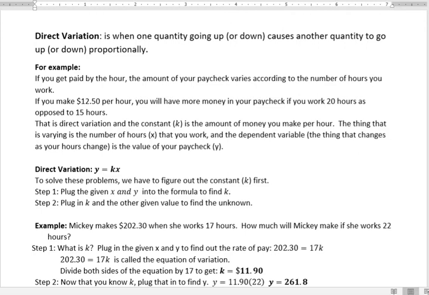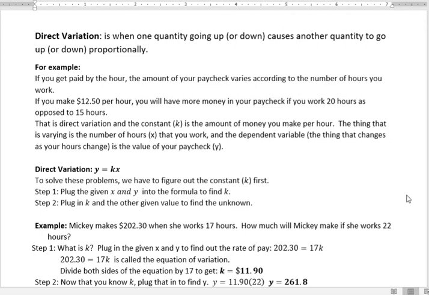I wanted to talk about direct variation, which is when one quantity goes up or down and it causes another quantity to go up or down proportionately. For example, if you get paid by the hour, the amount of your paycheck varies according to the number of hours that you work. If you make $12.50 per hour, you'll have more money in your paycheck if you work 20 hours as opposed to working 15.